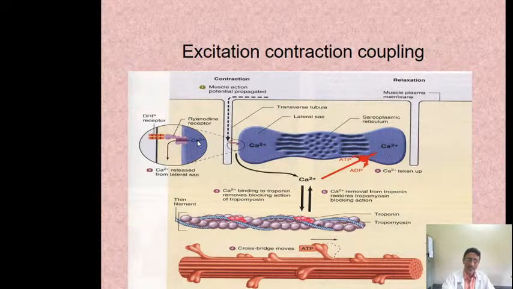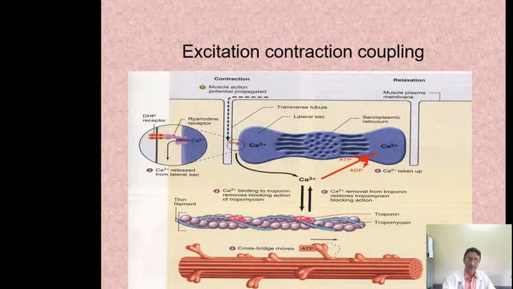Once the calcium is released, it comes out of the sarcoplasmic reticulum and then binds to the troponin C. The troponin C binding will cause the troponin C to move away. This troponin C calcium complex will move away and expose the active sites on the tropomyosin.